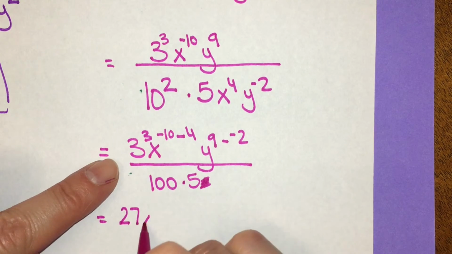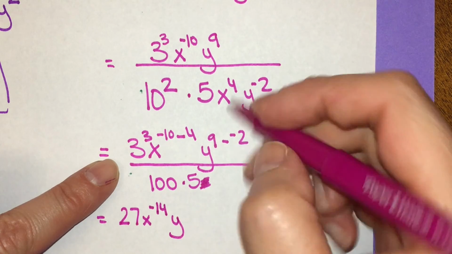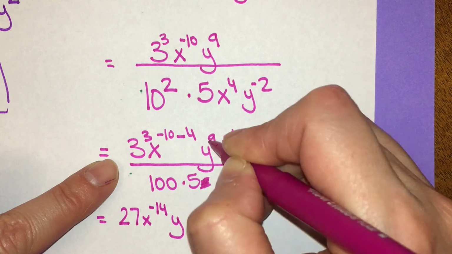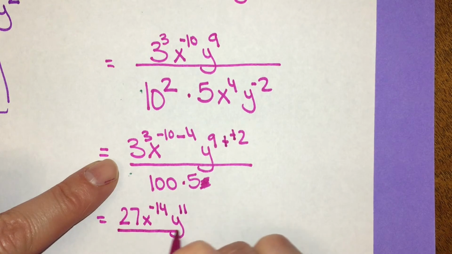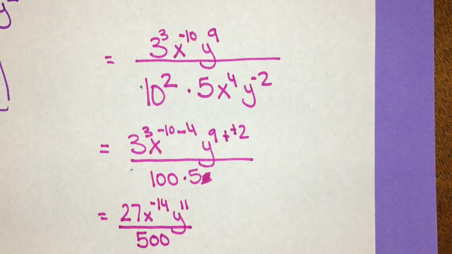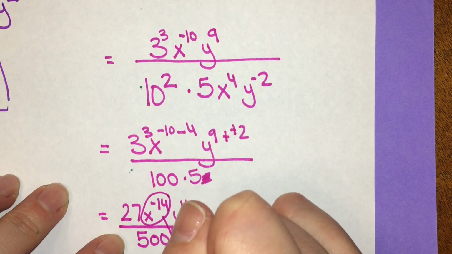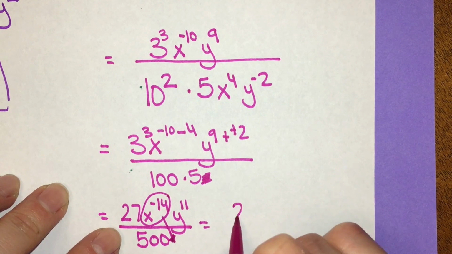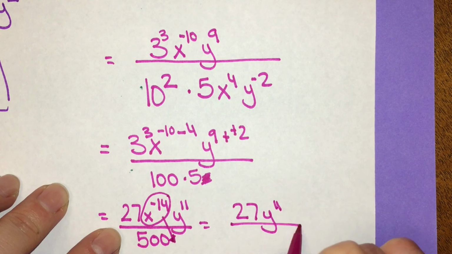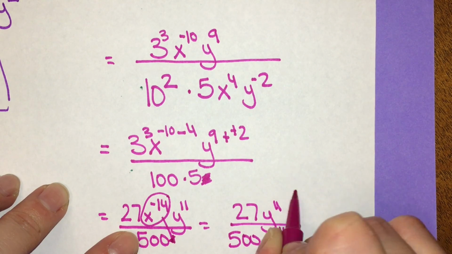Okay. We have x to the power of negative 10 minus 4 is negative 14. Y to the power of, change minus a negative to plus a positive, so 9 plus 2 is 11 over 500. Okay, so I'm going to say that I need to move this to the denominator, which gives me 27 y to the 11th over 500 x to the positive 14th.